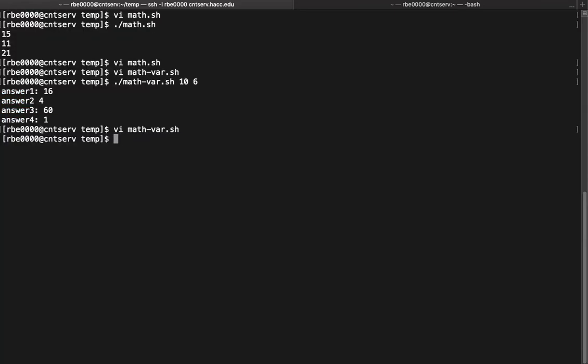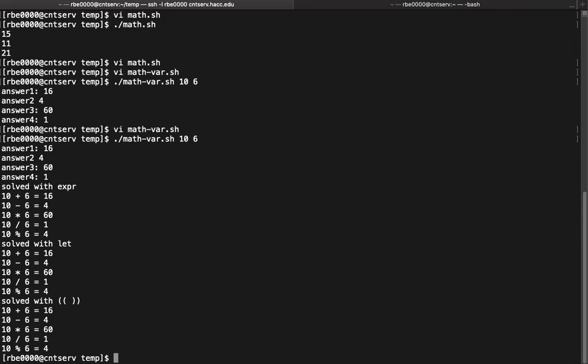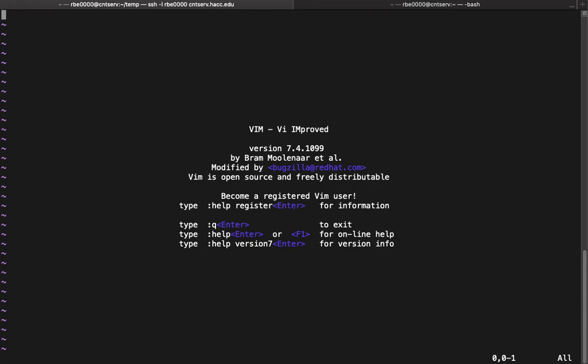Now if I go ahead and run my mathvars script again, we see that we solved the problems with three different ways to solve the problem. So which one should you use? Whichever one you want, really.